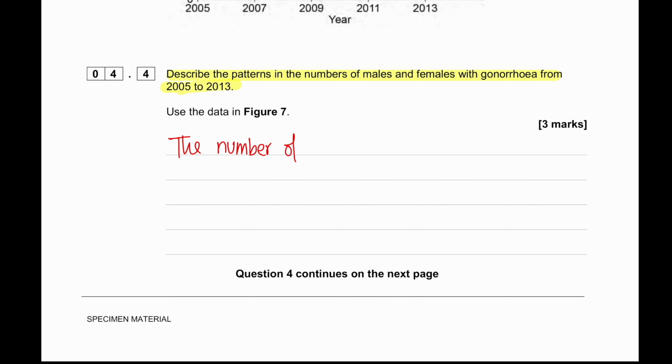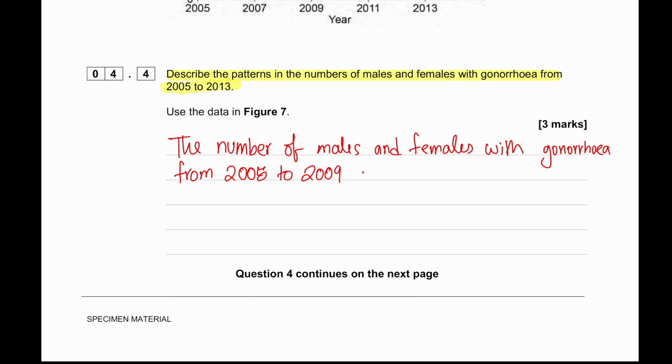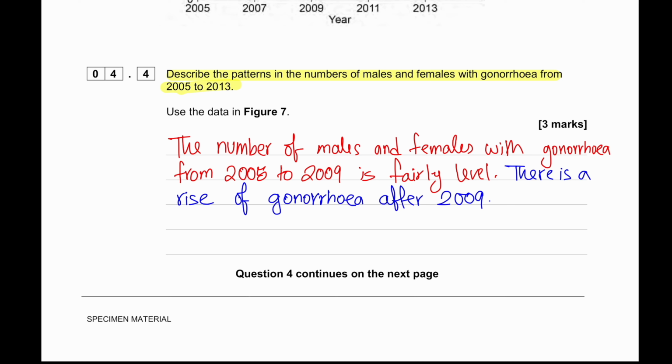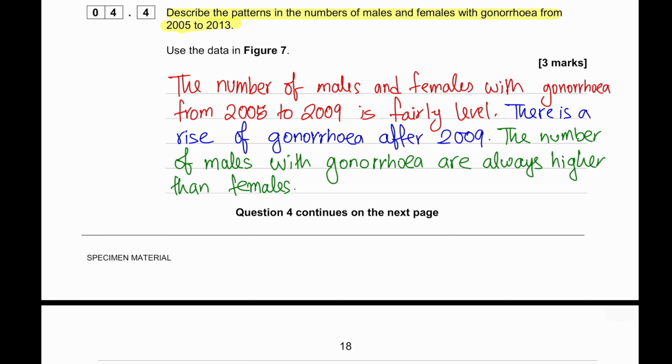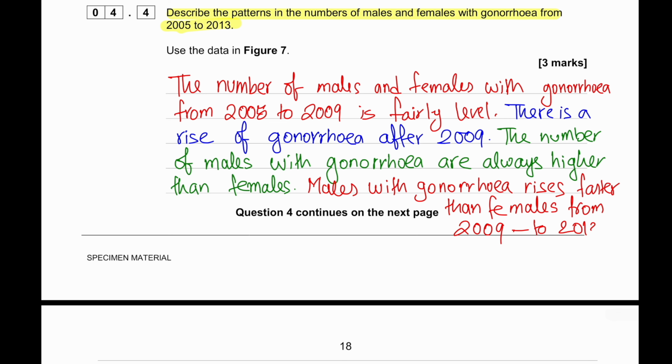The number of males and females with gonorrhea from 2005 to 2009 is fairly level. However, there is a rise after 2009. Males are always higher than females in contracting gonorrhea. From 2009, the males contracting gonorrhea rises faster than females.